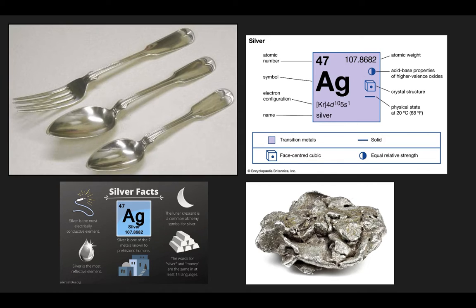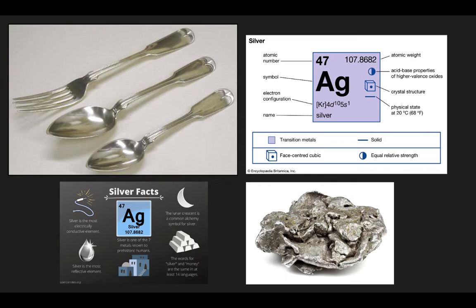For silver, this is a pure element because it's used in the production of jewelry and silver tableware, where its appearance is important. Silver is used to make mirrors because it is the best visible light reflector known, though it tarnishes over time. Dental alloys, solder, and brazing alloys, electrical contacts, and batteries are also made from it.